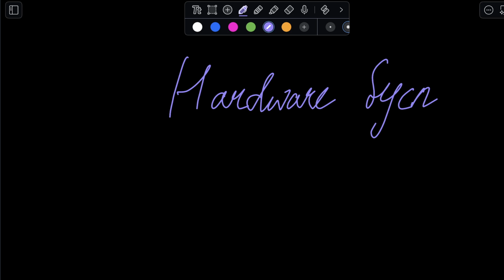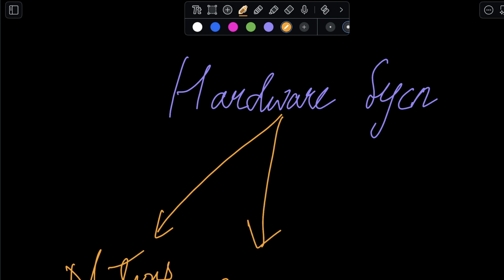Now, how is hardware sync achieved? There are different ways to achieve it. First is using mutexes. Then we have semaphores. Then we have spin lock.